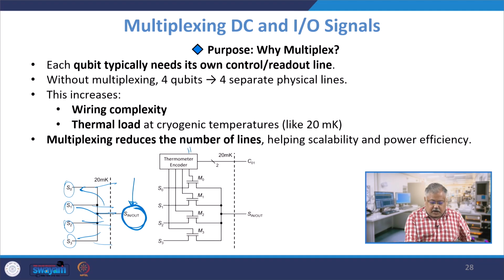You use a thermometer encoder, and depending upon the value of the thermometric encoder, you can actually do multiplexing. So let us suppose this one is high and these all are low, then M1 to M3 are switched off, M0 is switched on, and S0 transfers to S in and S out, right. Similarly, if M0 is switched off and M1 is switched on, and M2 and M3 are switched off, then S1 goes to S in and S out. So this way we control the IO signals.